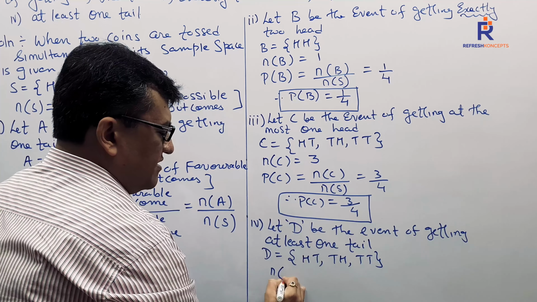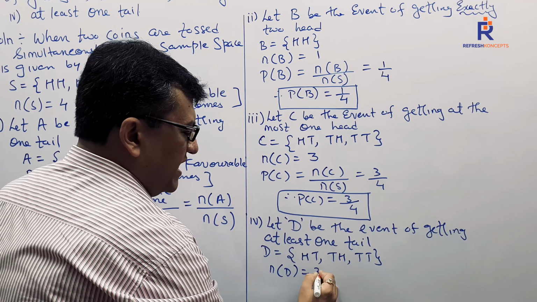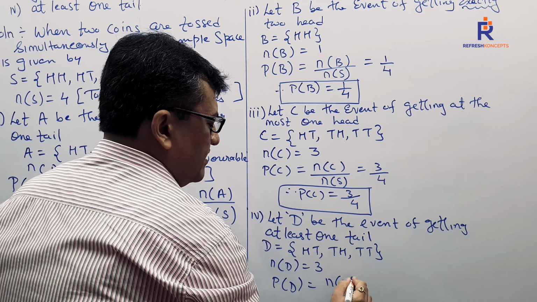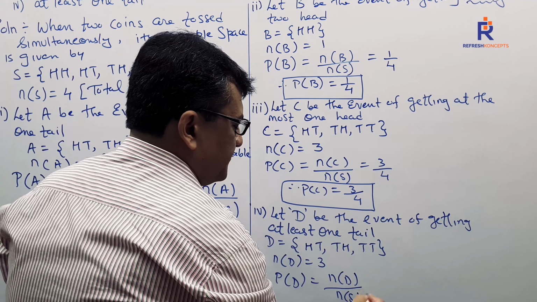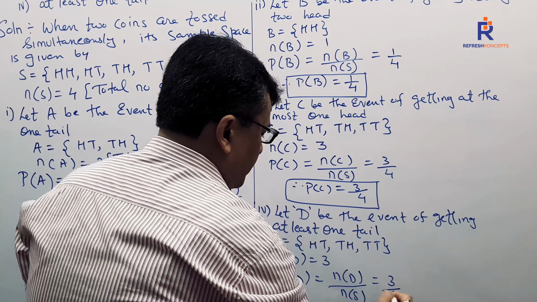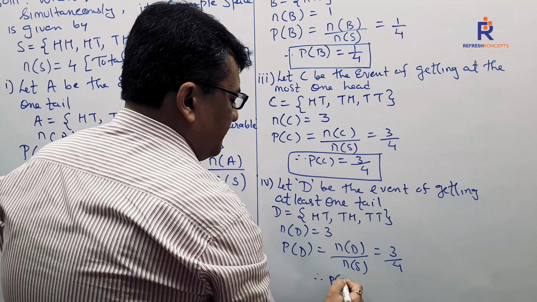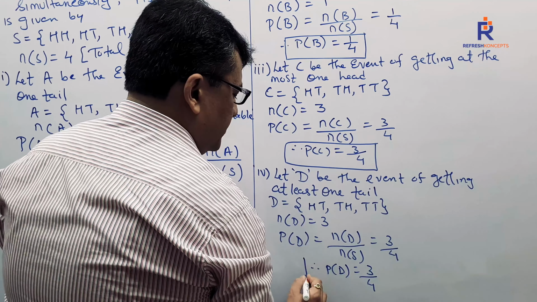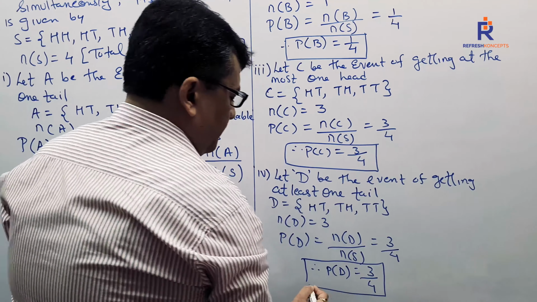What is n of D? n of D is again 3. Probability of D is n of D upon n of S. Answer is 3 by 4. Final answer, probability of event D is 3 by 4.